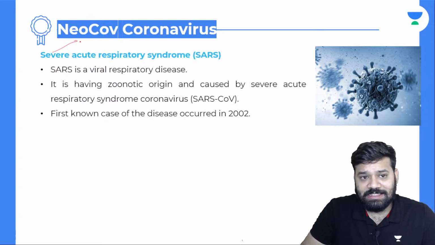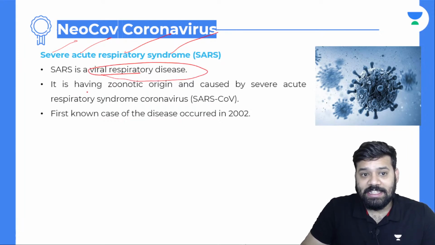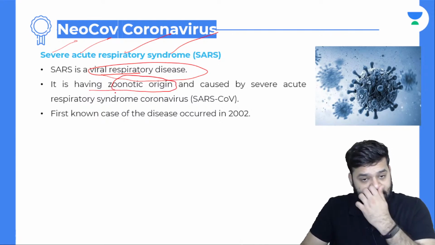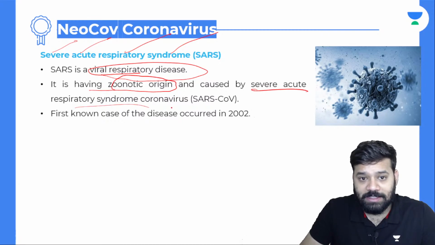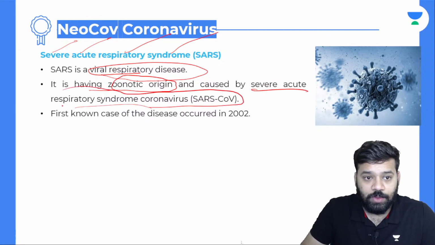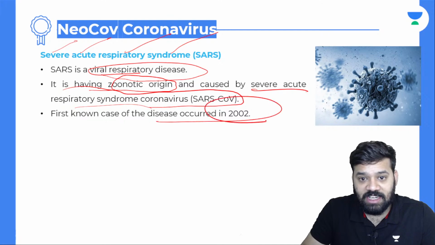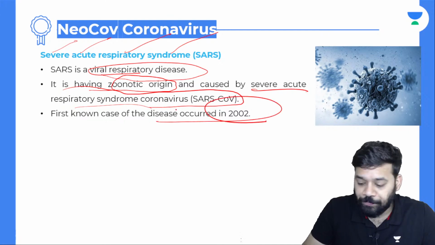Going forward about SARS. SARS is nothing but severe acute respiratory syndrome. It is a viral respiratory disease, that is, it mainly affects the lungs. It has zoonotic origin, that is, it is from animals, and is caused by severe acute respiratory syndrome coronavirus, that is SARS-CoV-2. The first known case of the disease occurred in 2002.